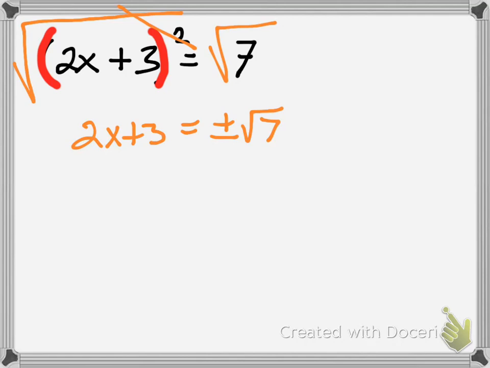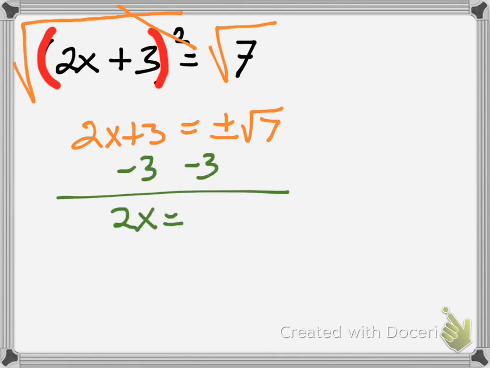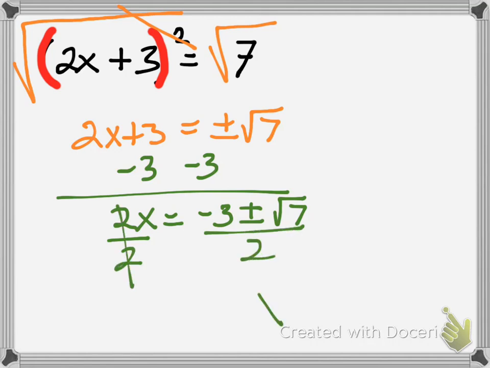Now it's time to solve for x. Subtract 3 on both sides. x equals negative 3 plus and minus root 7. Divide to solve for x and finish the problem. x is going to equal negative 3 plus and minus the square root of 7, over 2.